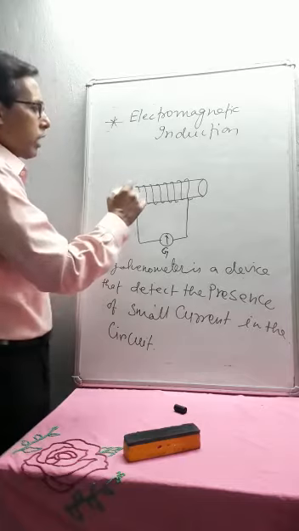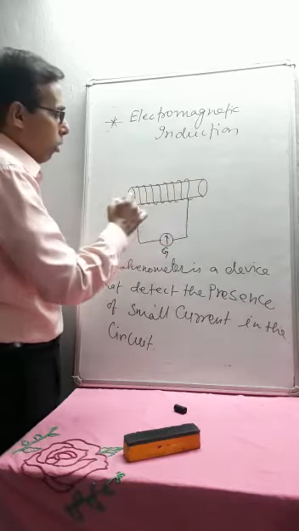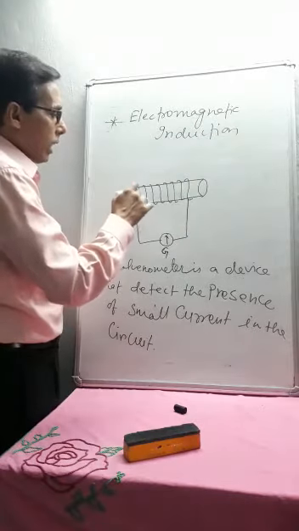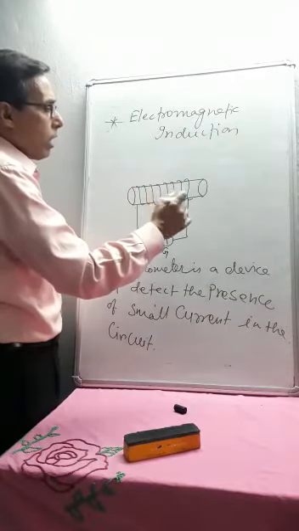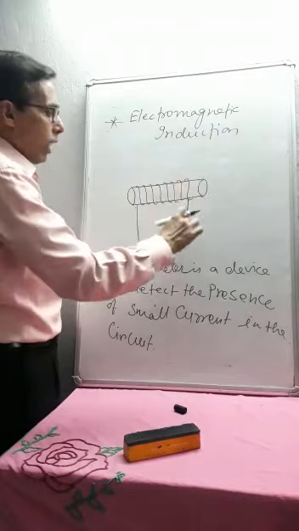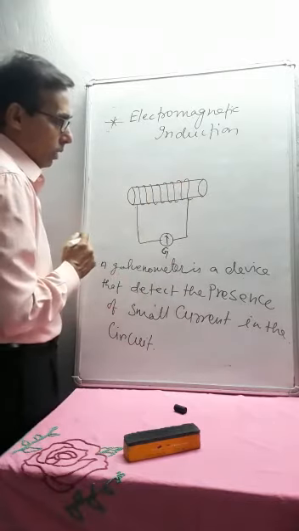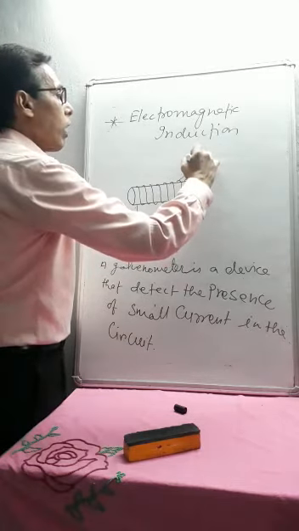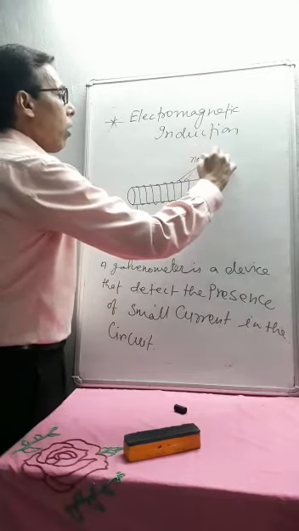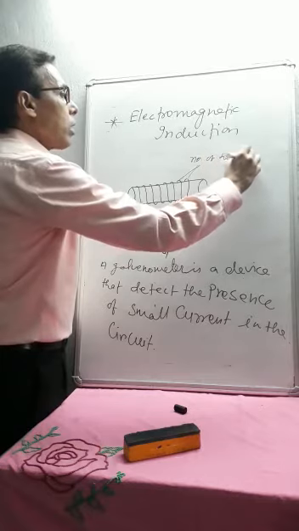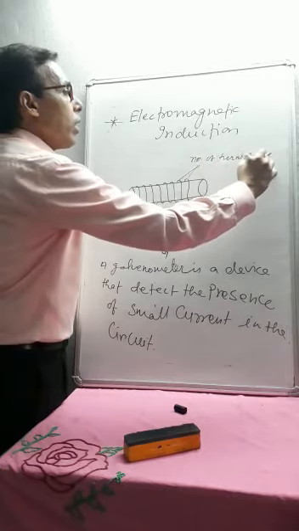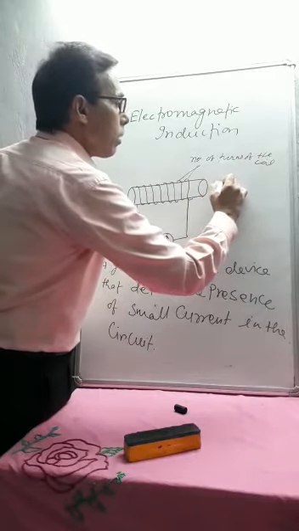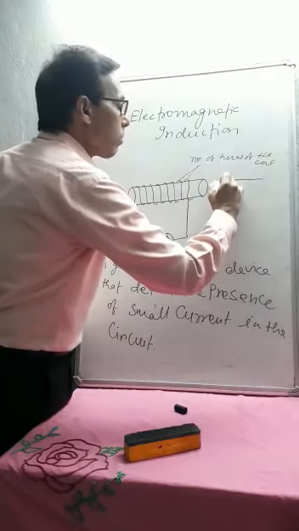So here, first we consider a non-conducting hollow cylinder, and then we wind a number of turns of the coil, and the two end terminals of the coil are connected to a galvanometer. So these are the number of turns of the coil. Now we take one bar magnet.